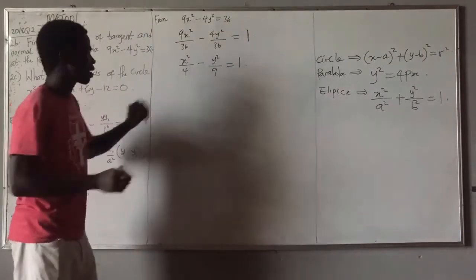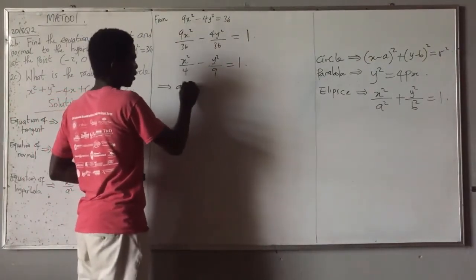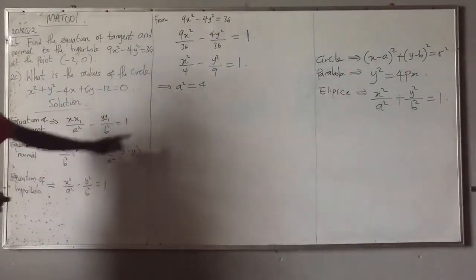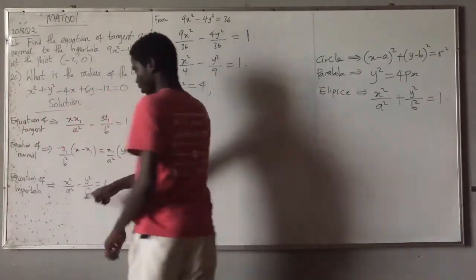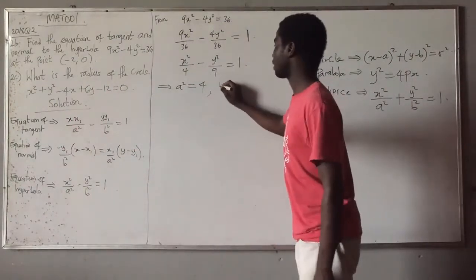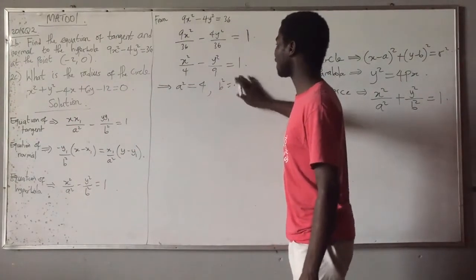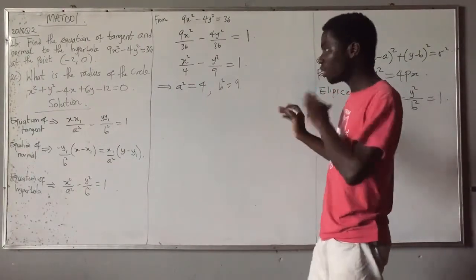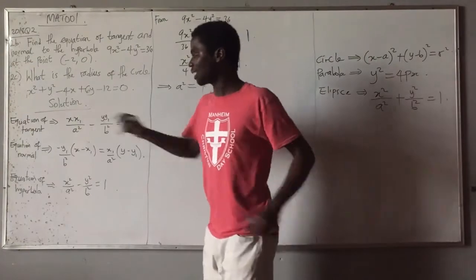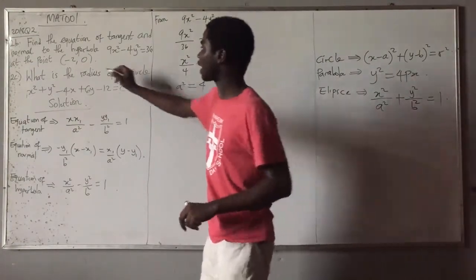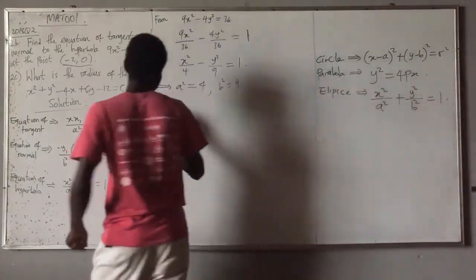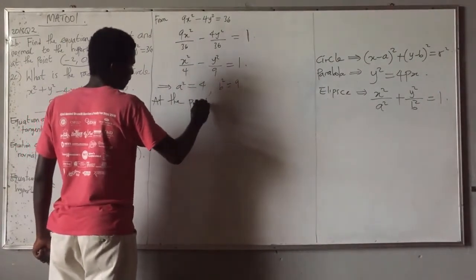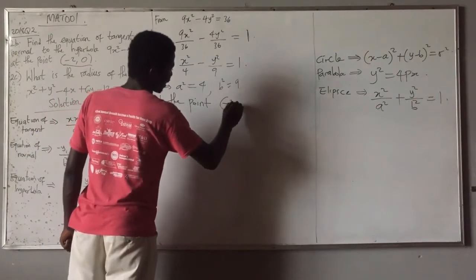So that is a squared. It means that a squared is 4. Don't forget x squared over a squared. Then the second one, b squared is 9. If you want to find a it will be 2, b will be 3. But leave it like that. A squared is 4, b squared is 9. So equation of tangent. Don't forget the point you are given: at the point minus 2, 0.